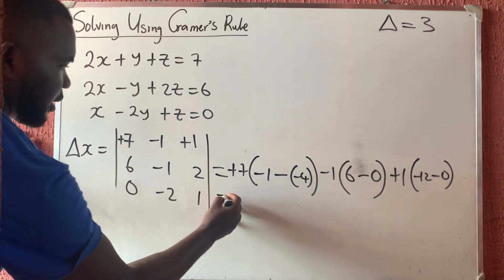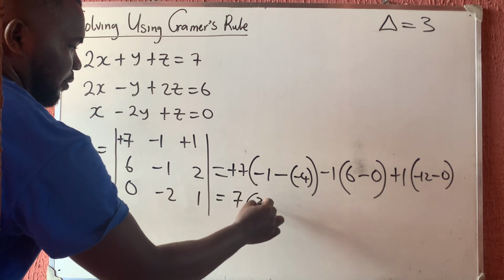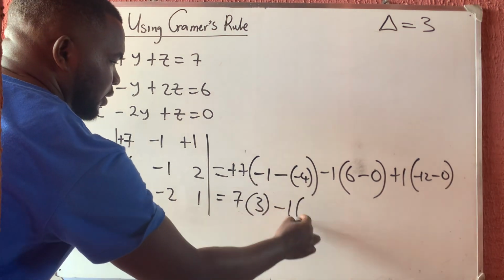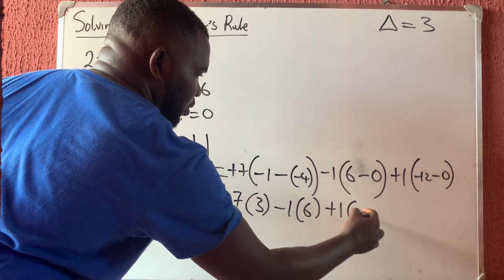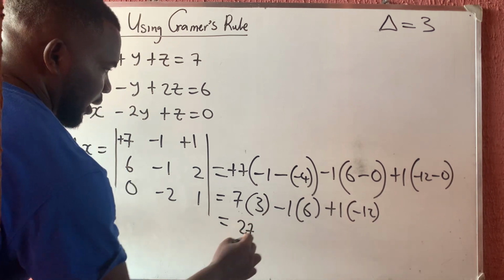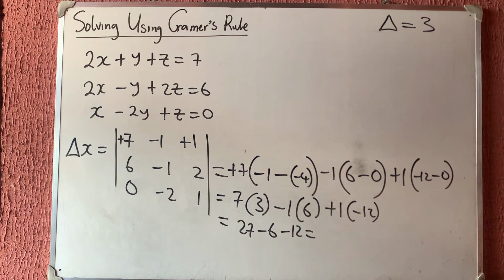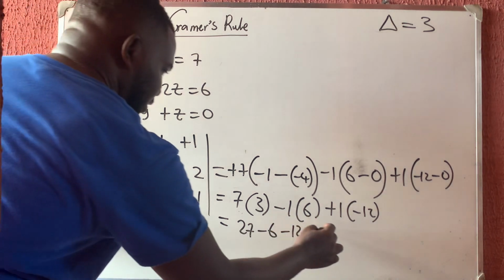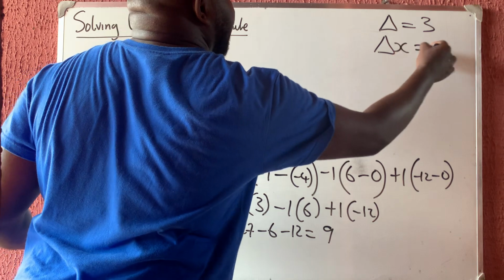So my final answer here becomes 7 into, everything here is giving me 3, minus 1 into, everything here is giving me 6, then plus 1 into minus 12. So I'm having 27 minus 6 minus 12. So what do you have? 27 minus 6 minus 12 is giving me 9. So I'm having 9. Okay. So therefore, my change in x gave me 9.